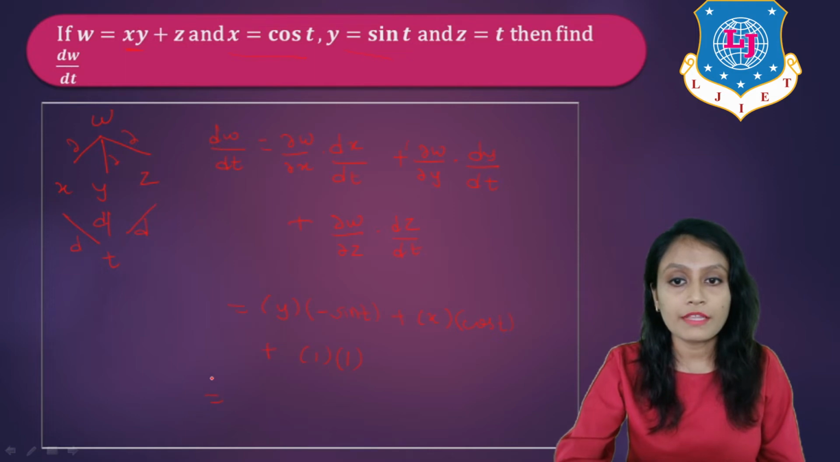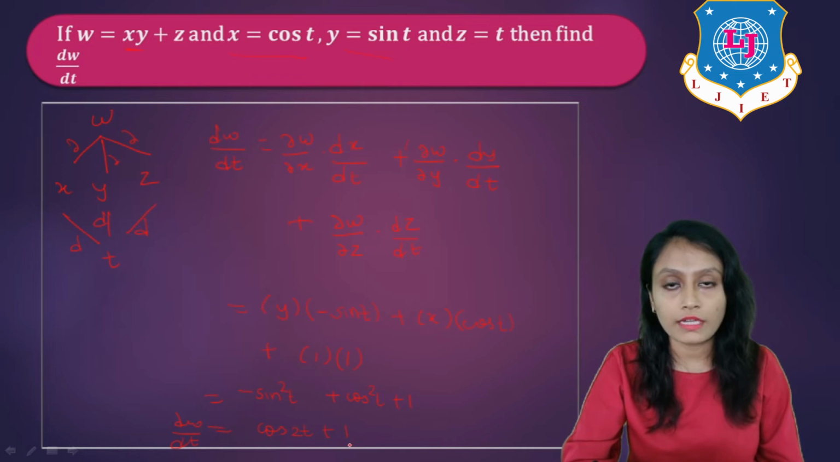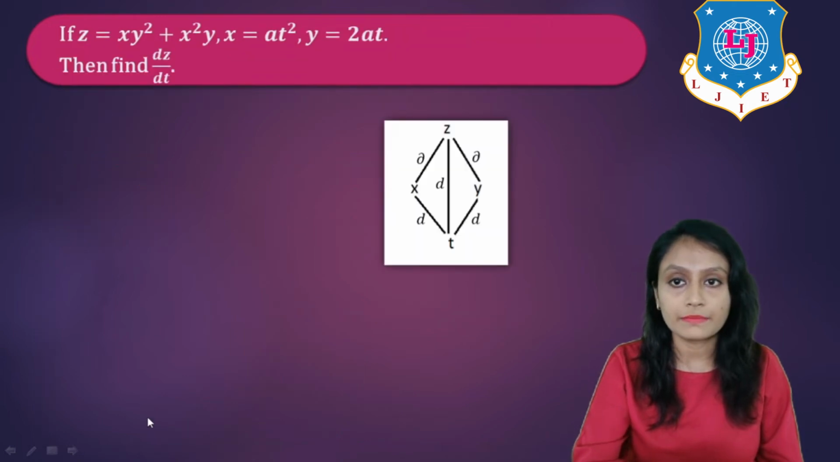Now we have to simplify further. So in place of y we will write sin t and in place of x, cos t, from the question. So here you will get minus sin square t plus cos square t plus 1. Now we know this formula, cos square t minus sin square t is equal to cos 2t. So the final answer of dw by dt is cos 2t plus 1. Okay, next example.